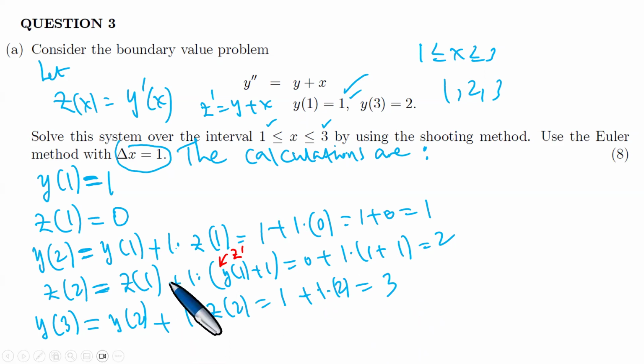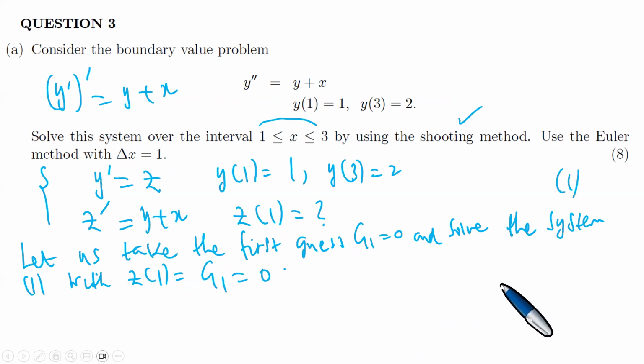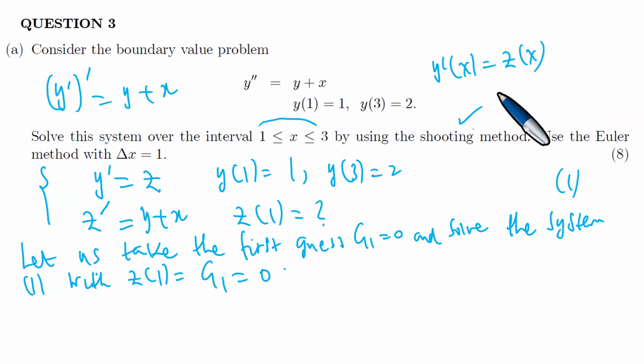Okay, let us reason this out methodically. Remember that z at 1 was seen as equal to G1, the first guess, because we're starting at 1. That is why the first guess was z at 1. And we know that each time we want to find z, we use the equation z equals y primed. But this means y primed at x is z at x.